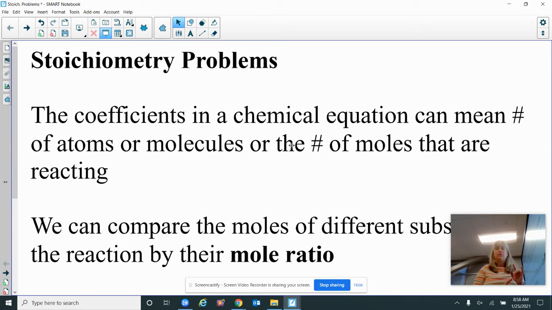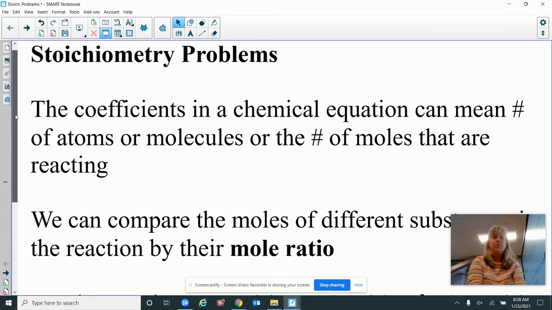But most commonly, we're going to use molar mass to go between grams and moles, and then we're going to use something called a mole ratio. So a mole ratio is when we compare substances from the balanced equation, okay? And it's just the coefficients are the moles.